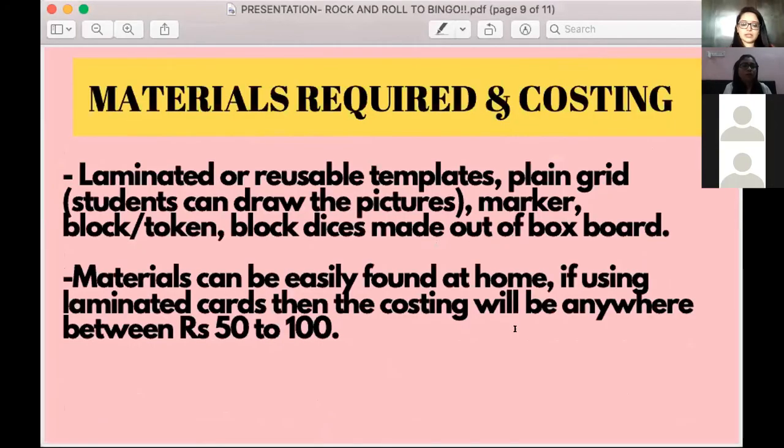Okay, so the materials required and the costing. If we are using laminated templates, they will be reusable. We would just take a plain paper, create a grid and get it laminated. We can also use markers, so the child can also use the markers. But from a virtual point of view, the child can use the notebook. It would require zero costing because everything is easily available with the child. If we are doing it physically, then we can use laminated or reusable templates. Blocks or tokens are easily available and materials can be easily found at home. If using laminated cards, the costing would be somewhere around rupees 50 to 100.